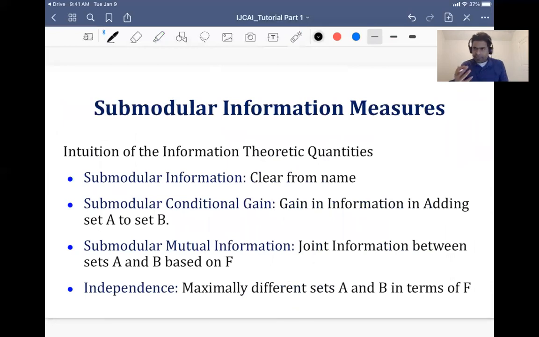So what is the intuition going on here? Submodular information is just the information of a subset A, which is clear from the name. Submodular conditional gain is the gain in information of adding a set A to a set B, so this is essentially f of A given B. The mutual information is the joint information between A and B, but this joint information depends on the function f. And finally, we can also study the notion of independence: which sets A and B are independent? What does it mean for A to be independent with respect to B in terms of this function f?